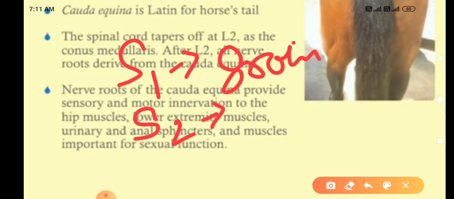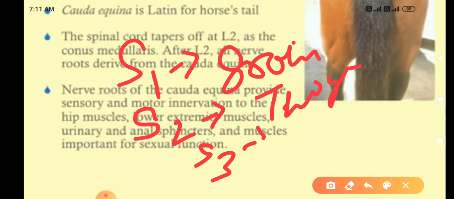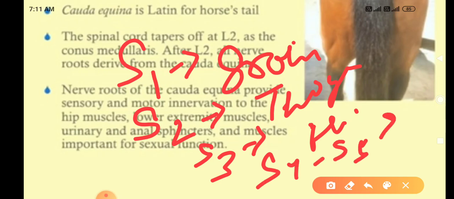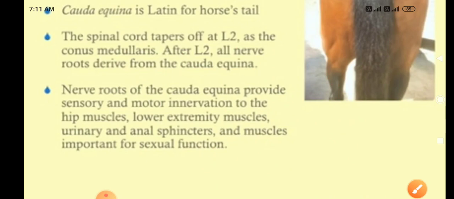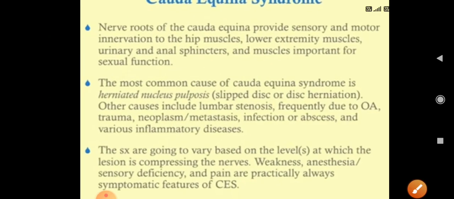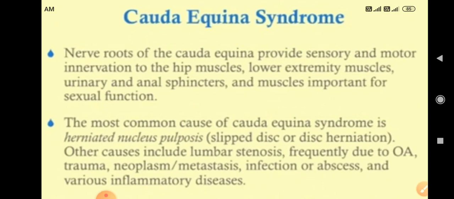S2 is responsible for the back of the thigh, and S3 innervates the middle of the hip, and S4 S5 are responsible for the innervation of the perineum. We will discuss that. Okay, now, perineum, S4 S5 for perineum.